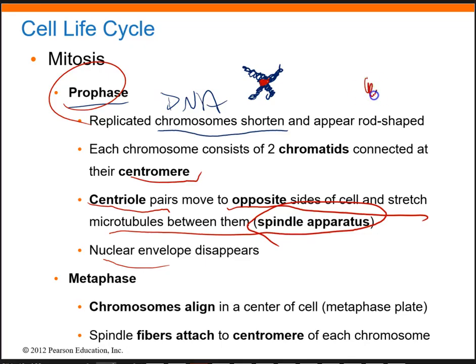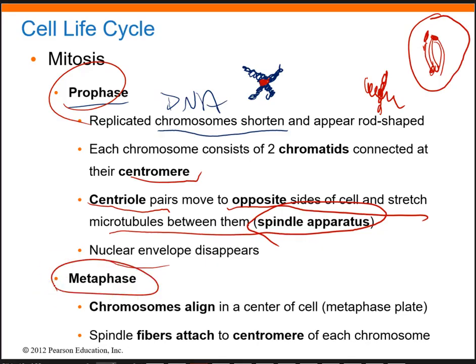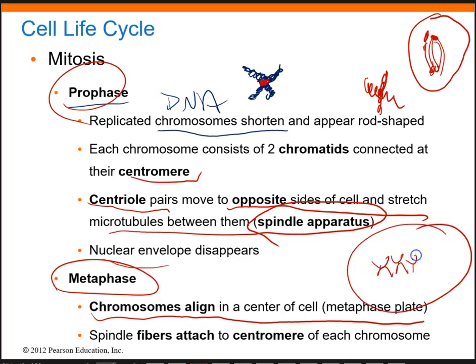So we start to see chromosomes form, right? If this is the cell, we see the centriole pairs start to move to opposite sides and stretch these spindle fibers between them. So you'll see this thing kind of like radiating out like this, and the nuclear envelope disappears. So you don't see that distinct nucleus anymore. Then during metaphase, the chromosomes all align in the center of the cell. So if this is the cell here in the middle, the chromosomes will all line up nicely across the middle like this.